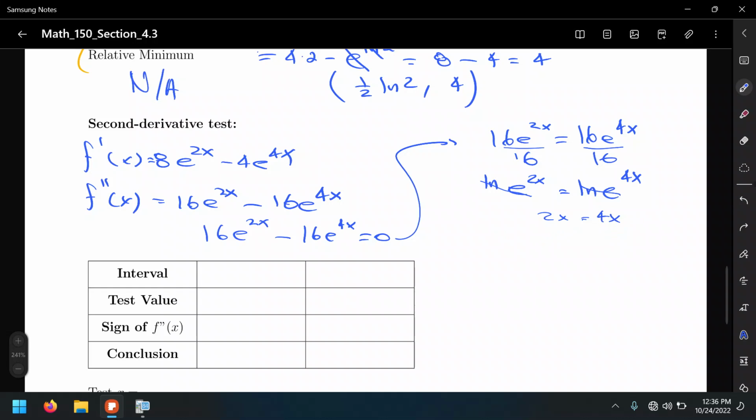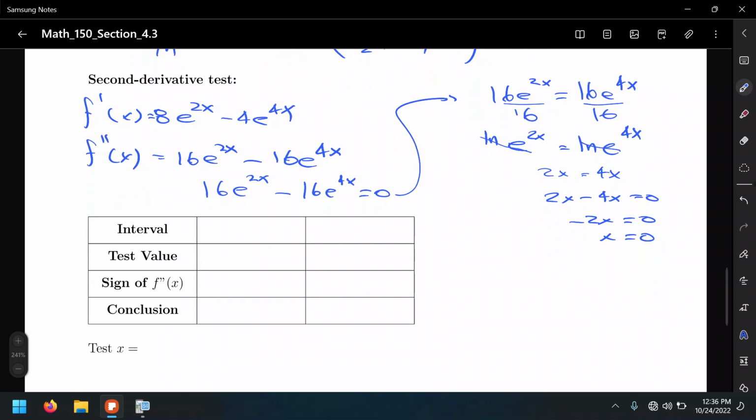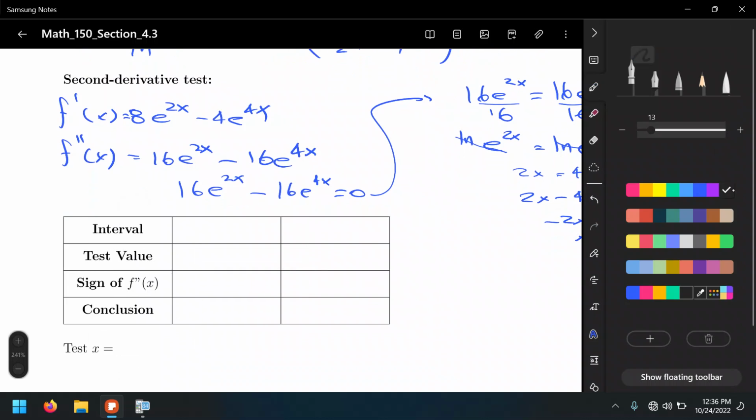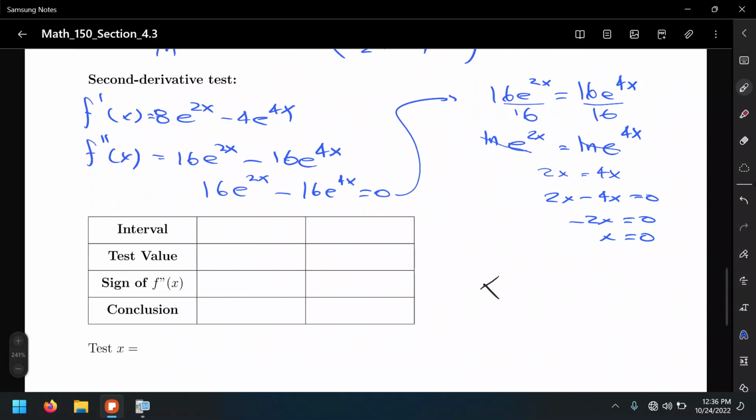So to have all terms, negative 2x equals 0, x equals 0. So what we did before about dividing both sides by x, it's potentially dividing by 0. And what happens when we divide by 0? That's undefined. So that's our hypercritical value. And that's x equals 0.